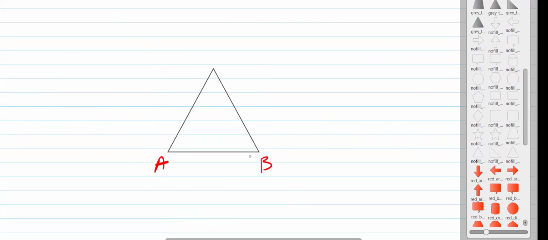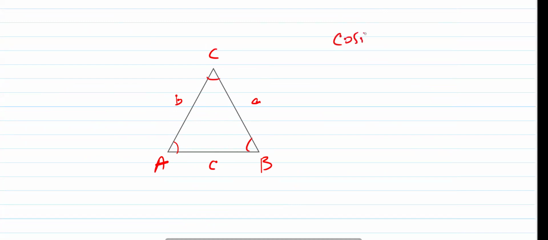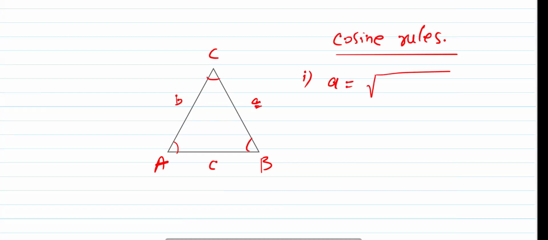Yes? Now what are the cosine rules? There are actually three cosine rules. Rule number one: let's say you have to find this side, a. So it will be the other two sides squared and added, minus 2bc cos of the angle opposite to this side, meaning this angle A. Okay.